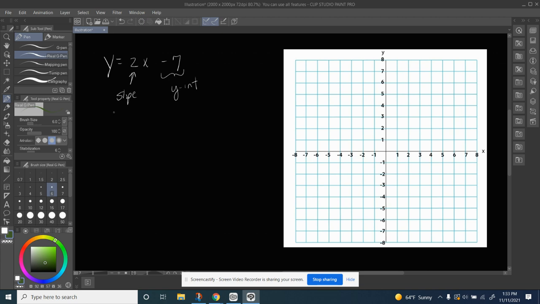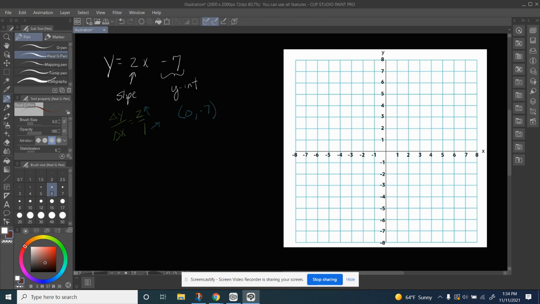Now, with slope, let's remember that this is the change in y over the change in x. So if we write this as 2 over 1, it means that we are going to rise 2 and run to the right 1 space. The y-intercept of negative 7 means that on the y-axis, we're going to be at point (0, negative 7).